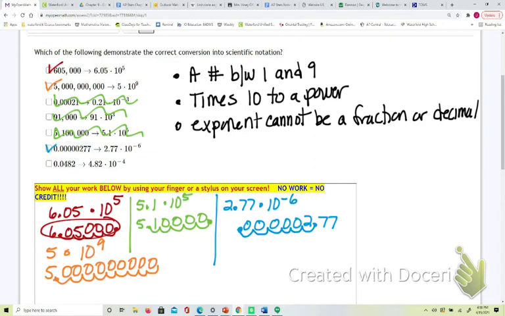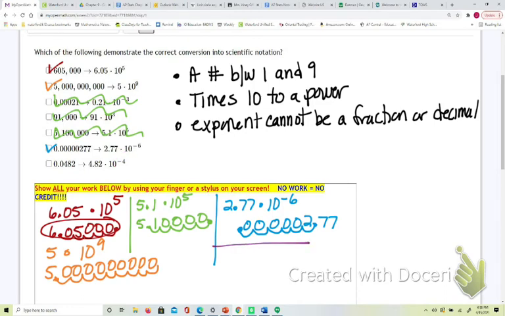So I'm going to check it. And finally, I'm on the last one, 4.82. Okay, that's between 1 and 9, times 10. The exponent's not a decimal or a fraction. But now I need to know, is that -4 the right number?